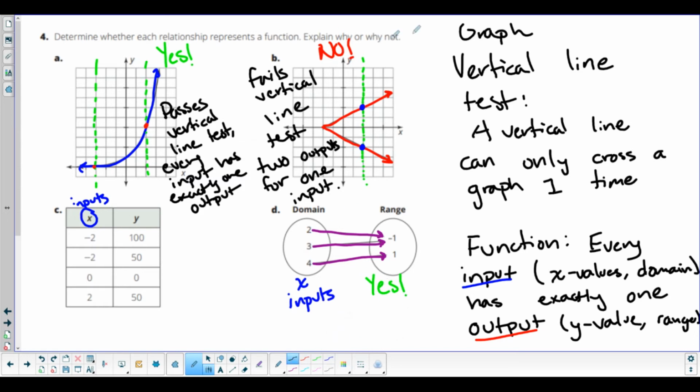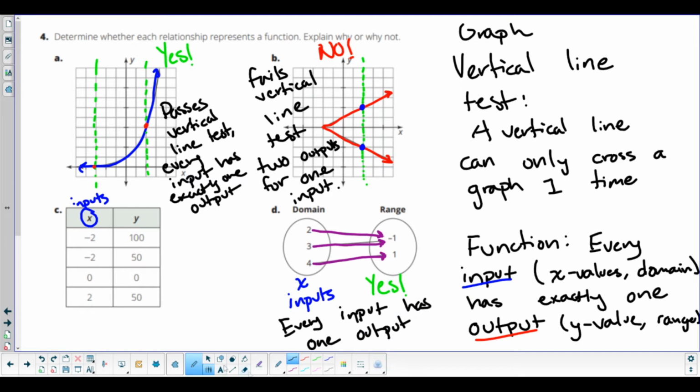What's funny is like explain why or why not. If you were in a proof math class, you could say by definition, but in this case, you would say every input has one output. Every input or element of the domain has one output.